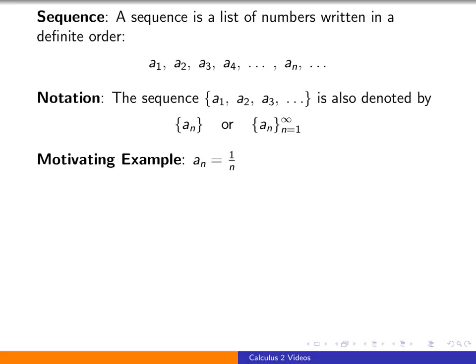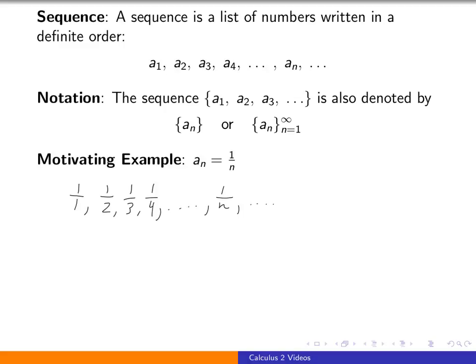So let's look at a motivating example. a sub n equals 1 over n. So if we write this out as a list, when n is 1, we get the number 1. When n is 2, 1/2, then 1/3, 1/4, and so on. The general representative is 1 over n.